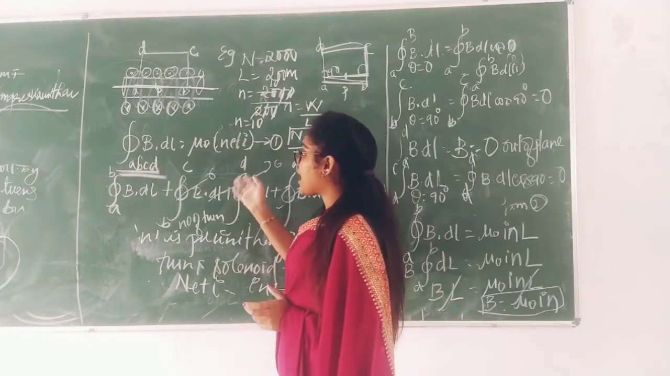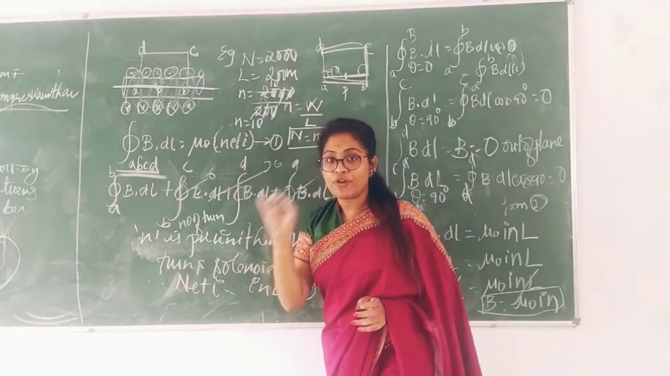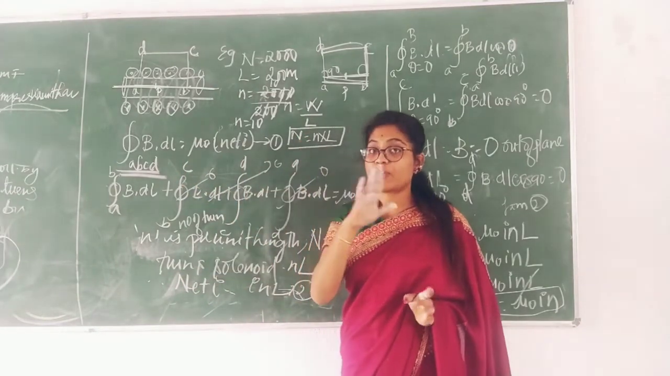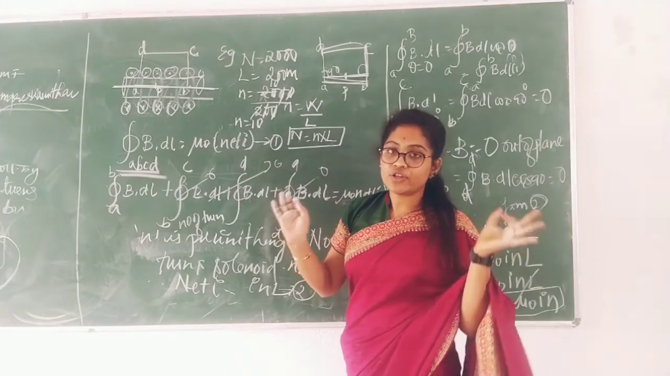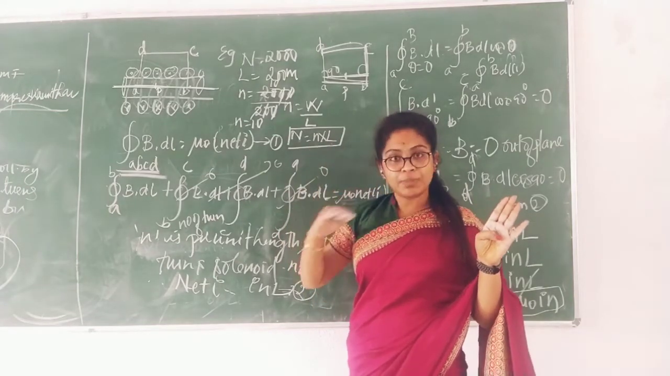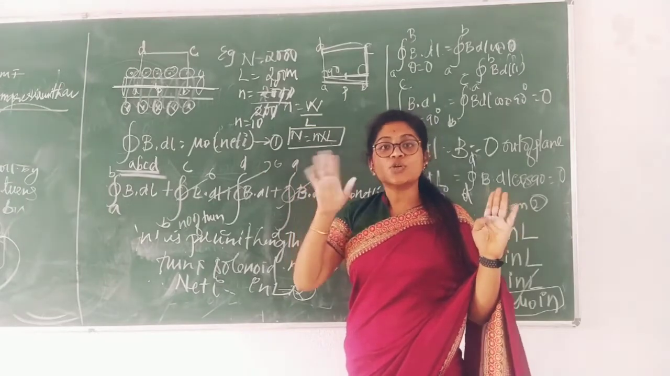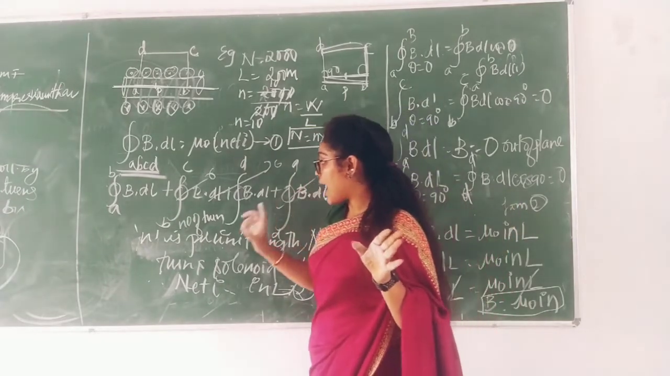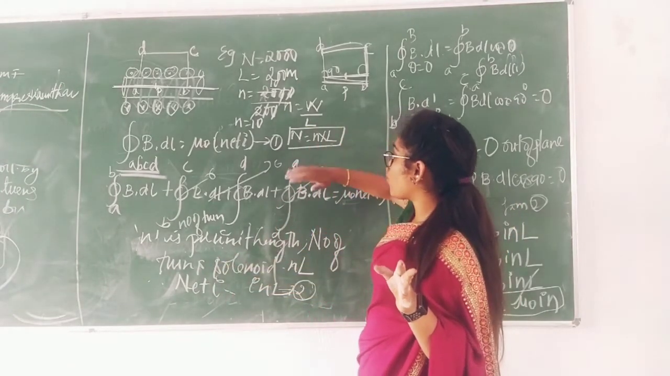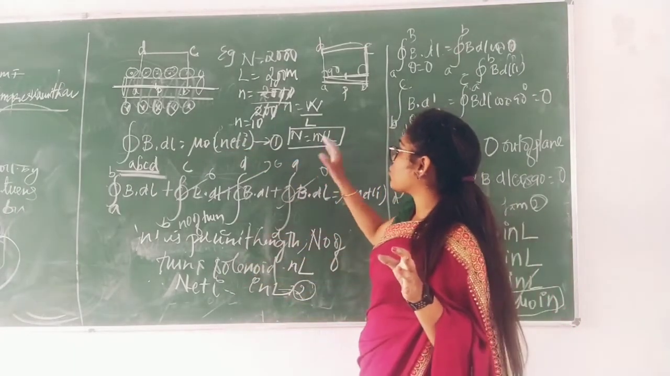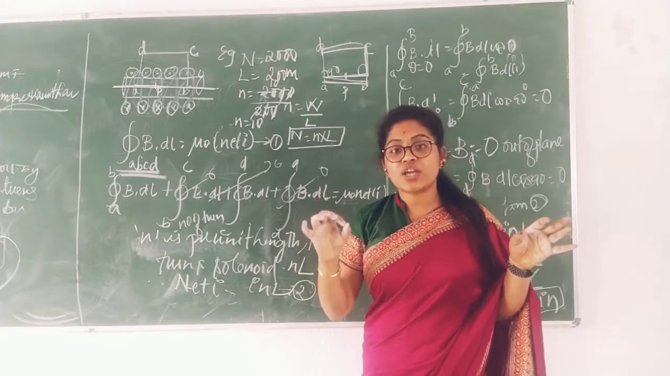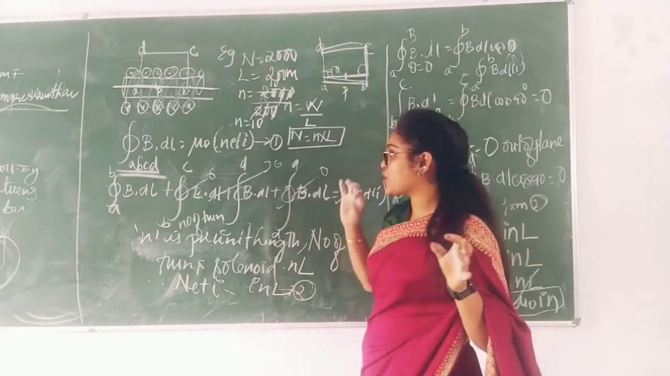Okay. After that, the integration is for a loop ABCD. I cannot consider it at one time because it is a rectangle. I divided it into 4 parts: A to B, B to C, C to D, D to A. After that I want to know the net value of the current I. For that I took this formula, N is equal to nL. I hope it's clear.